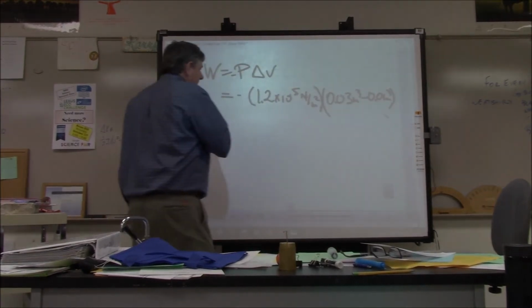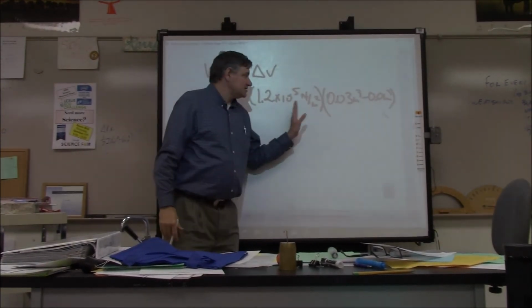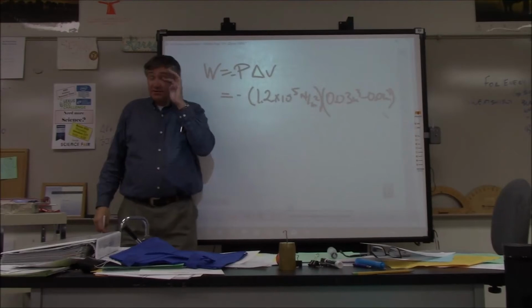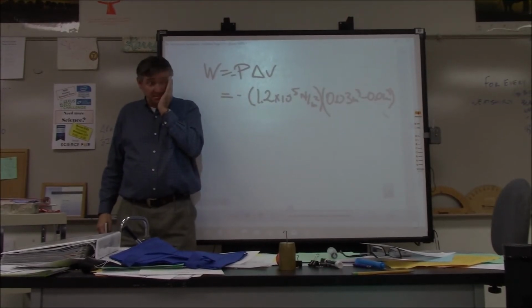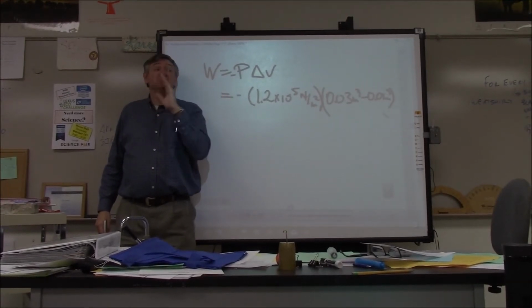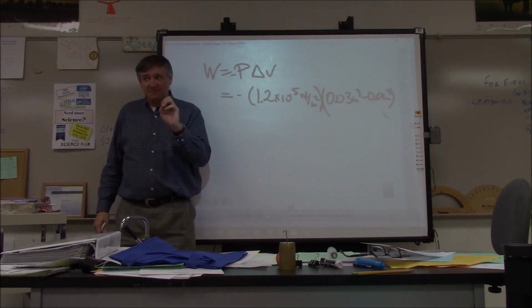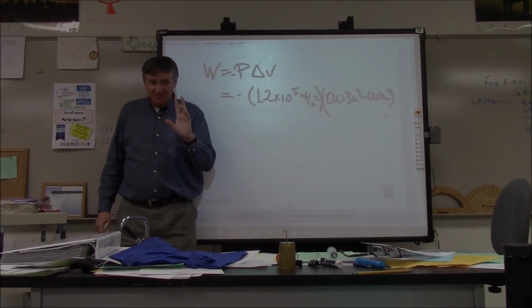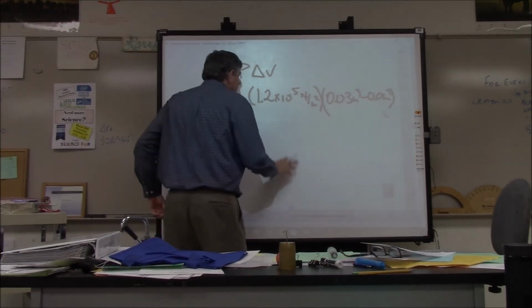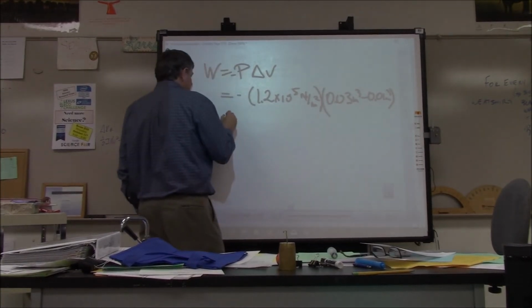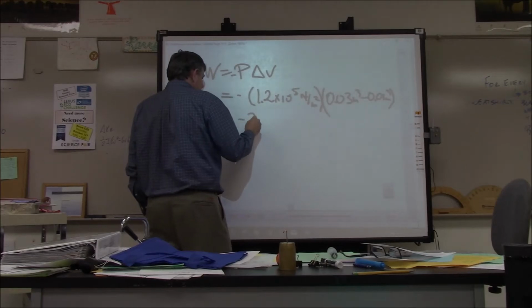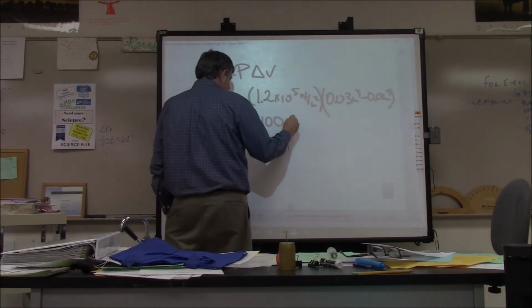Now, is this going to end up with a negative sign or a positive sign? Negative. It's going to be a negative sign, okay? That's really important. I'm going to end up with negative work, and you see the significance of this. So when you do the math, what do you get? Negative 2,400 joules.